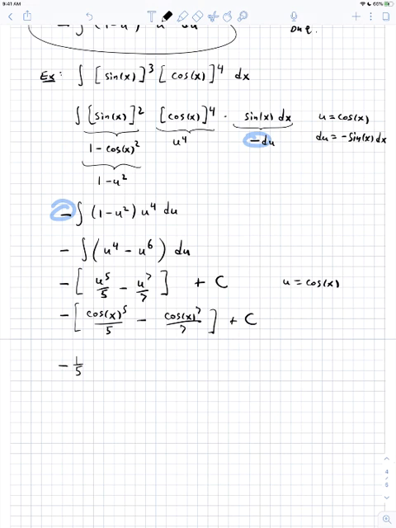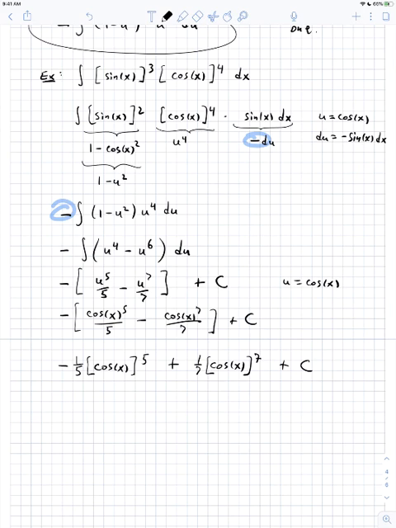We can run the minus sign through. Minus 1/5 cosine x, and we're raising that to the 5th power. Minus and minus is plus. 1 over 7 cosine x, raise that to the 7th power, plus c. And that's your answer.